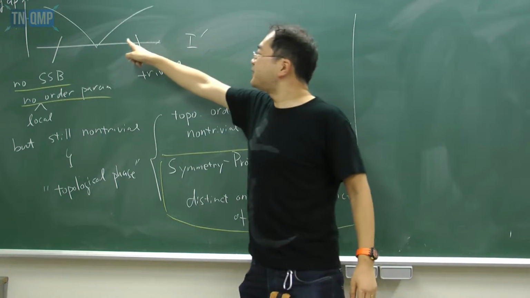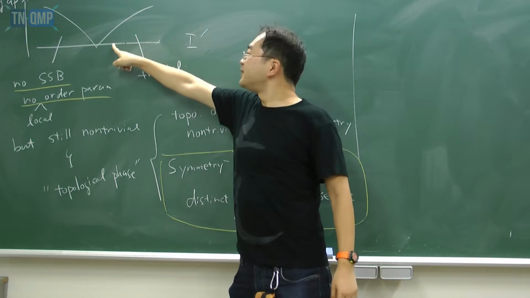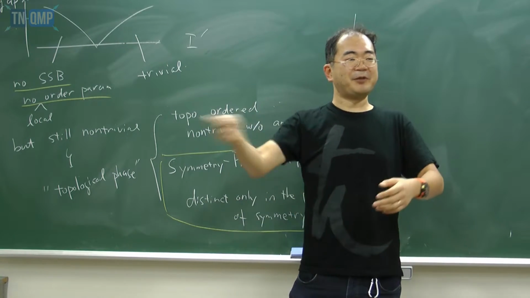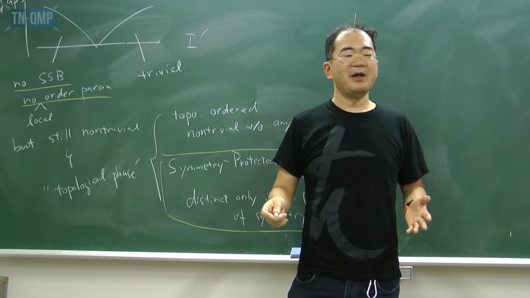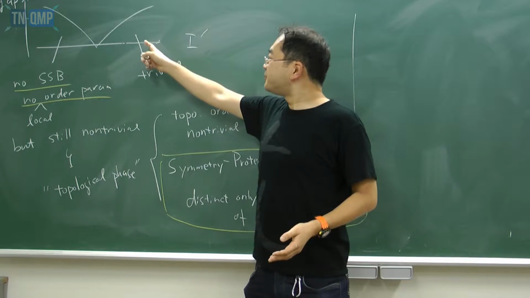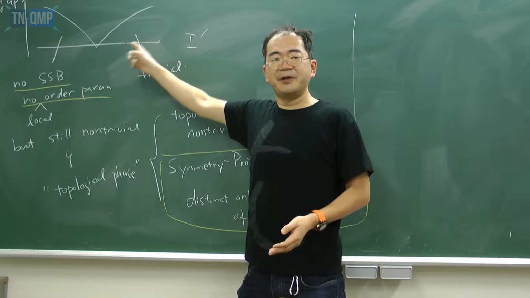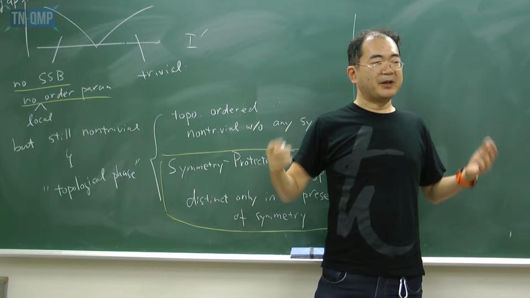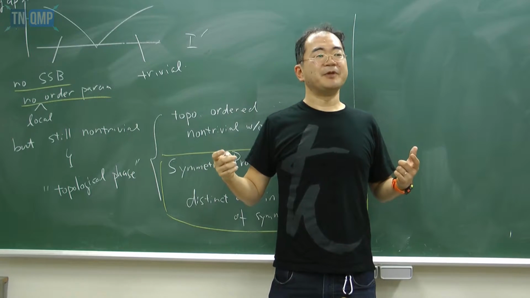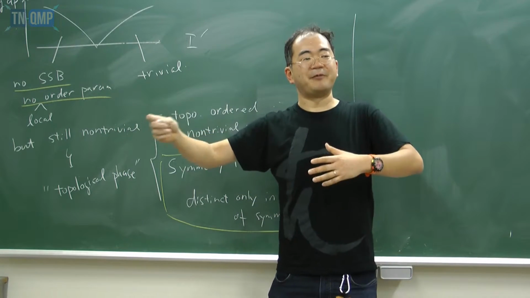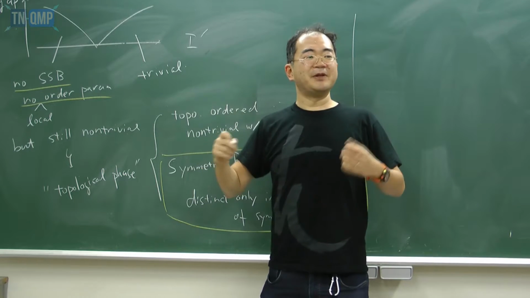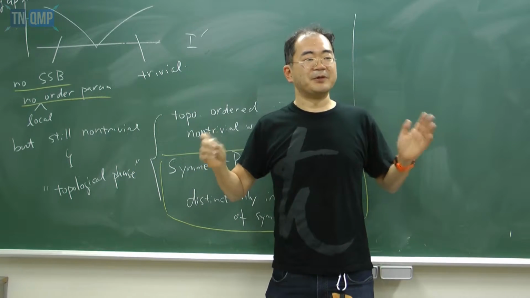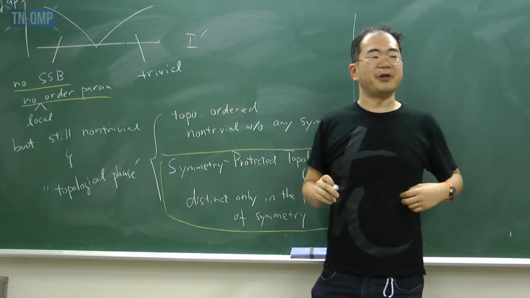And of course, at a generic point here, you do have some entanglement. So if you cut the system into half and measure entanglement entropy, then it's non-zero. But if this phase is trivial in the sense I explained, then this entanglement is, in some sense, removable. You can adiabatically deform the Hamiltonian. Then at the end point, you have a product state as the ground state, which has no entanglement. So entanglement is removable in a trivial phase.